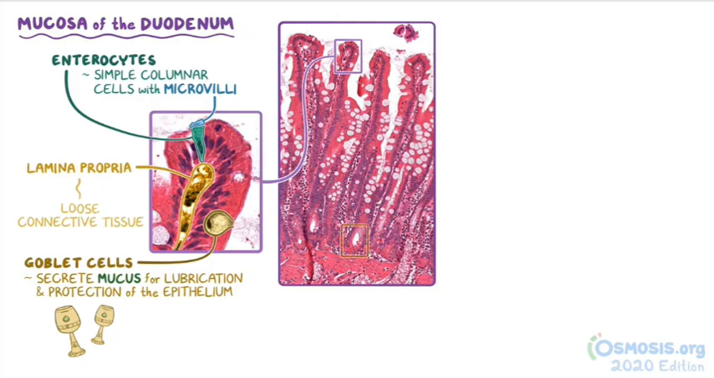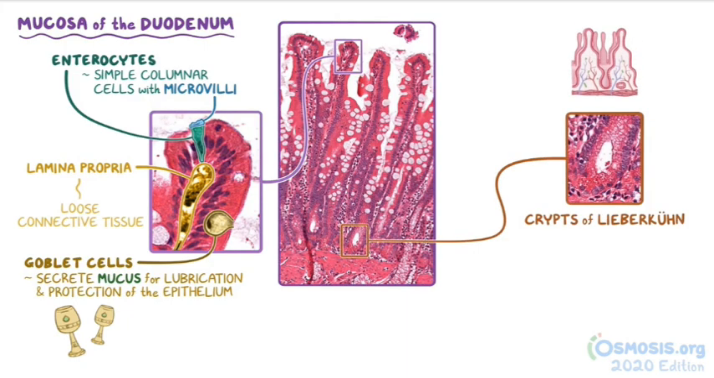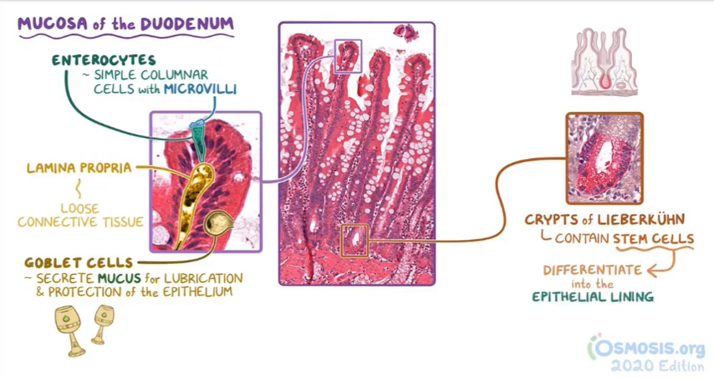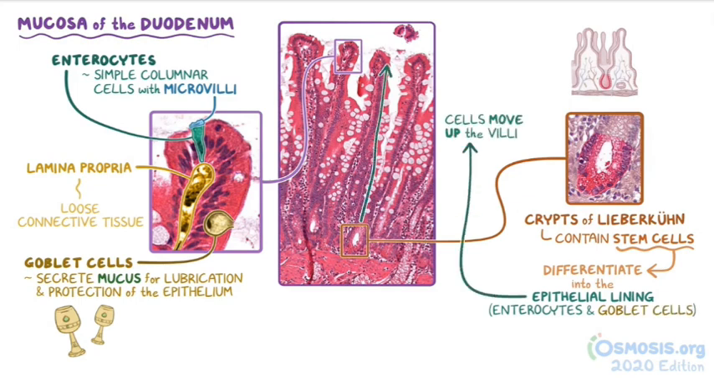The lamina propria is the loose connective tissue that supports the enterocytes and forms the middle or core of each villus. The crypts of Lieberkühn, or intestinal crypts, are glands found at the bases of the villi. The crypts contain stem cells that slowly differentiate into the cells that form the epithelial lining of the small intestine, which include both the enterocytes and goblet cells. The differentiated cells move up the villi as new cells are continually formed underneath them, and within a week, the cells will reach the tip of the villi where they're shed into the lumen, similar to the separated epithelial cells seen at the top right of this image.